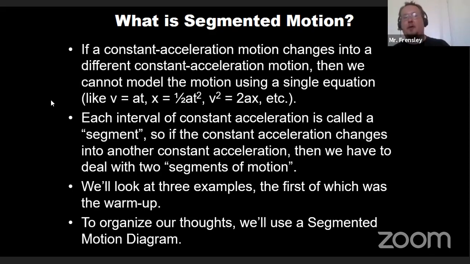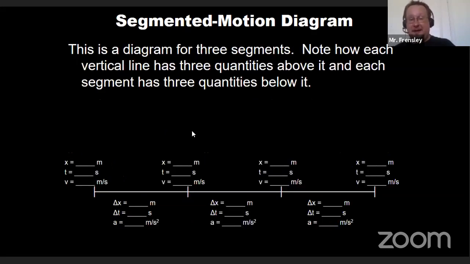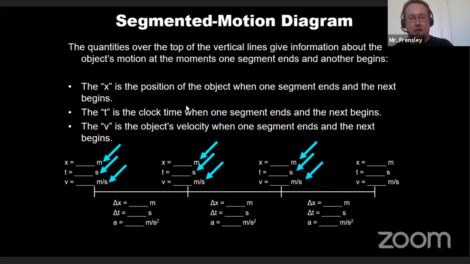So here's an example of what I call a segmented motion diagram. Look at this. This is a segmented motion diagram with 2 segments. So we have one segment here and the other segment there. All right, so this would be an example with 3, right? It looks the same as the 2, but it has 3 segments. So let's go back to the 2-segment one, because we'll just stay on the 3-segment one here. Okay, so what do you see?